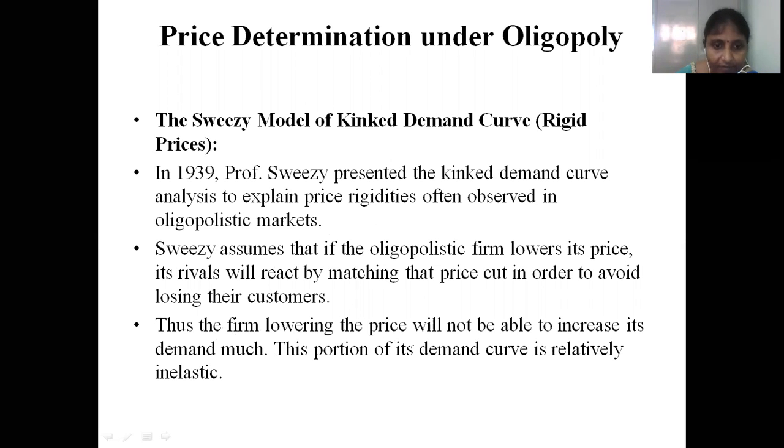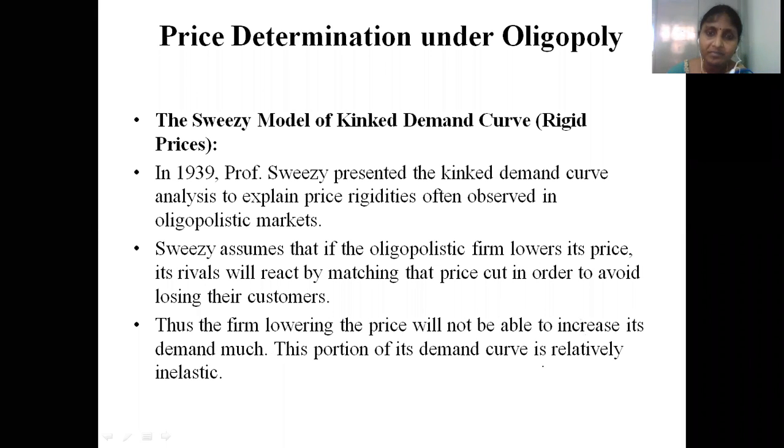So the firm lowering the price will not be able to increase its demand much. In this case, the first firm has reduced its price, and the rival firms have also reacted immediately and reduced their prices. Now all the firms are selling that product at the same price. So is the first firm going to increase its demand? No, definitely not. There is no use for that firm in reducing its price, because the rival firms have also reduced theirs. This is the price rigidity we need to observe here. So this portion of the demand curve is relatively inelastic.